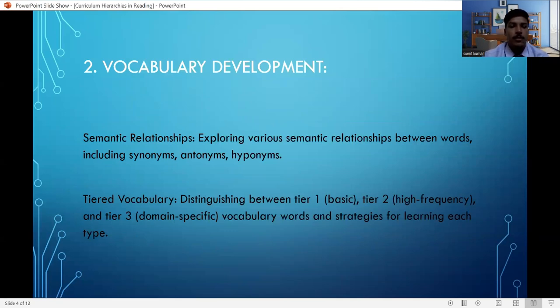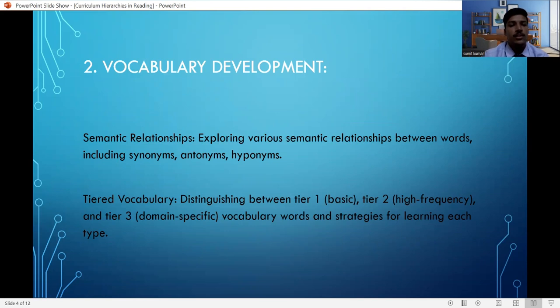In vocabulary development, it consists of semantic relationships and tiered vocabulary. So what is semantic relationships? Semantic relationships simply means how words or concepts are related in meaning. It could be through similarities, synonyms, opposites, antonyms, or hierarchy. An example of semantic relationships is the pair big and large, which are synonyms of each other. Another example could be hot and cold, which are antonyms of each other.